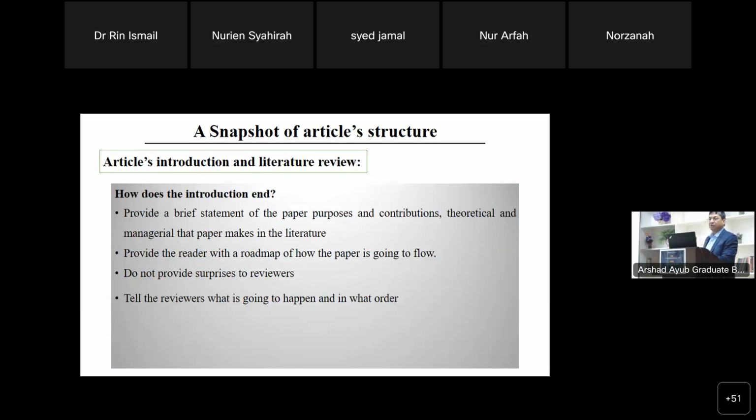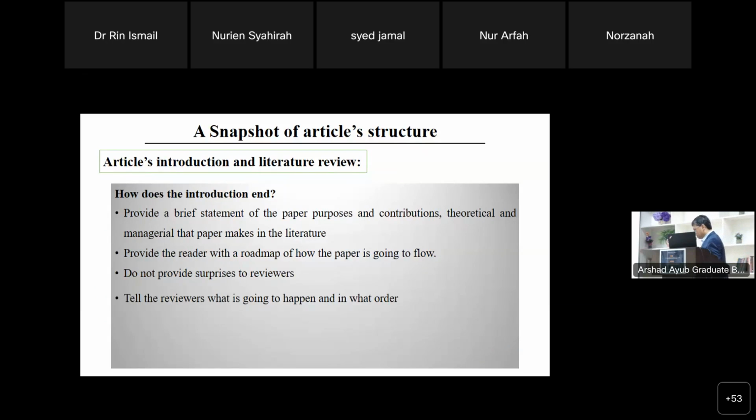Now, an article's introduction and literature review, how does the introduction end? Provide a brief statement of the paper's purposes and the contributions, theoretical and managerial, that the paper makes in the literature. Provide the reader with a roadmap of how the paper is going to flow. Do not provide surprises to the reviewers. Tell the reviewers what is going to happen and in what order.